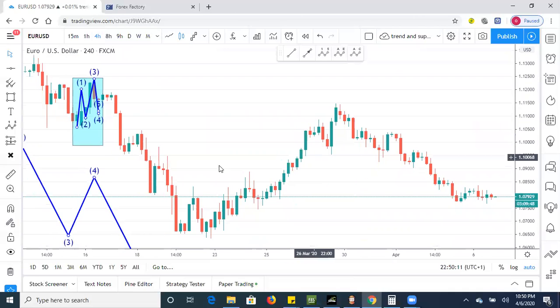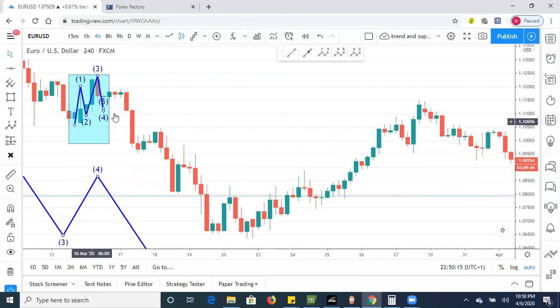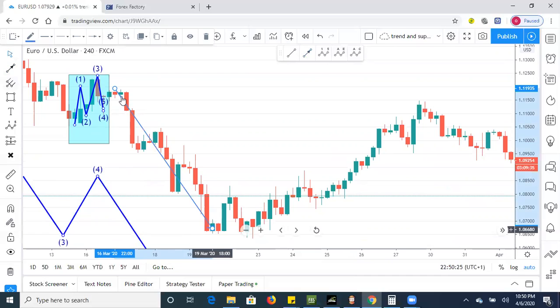So see that move on the 15 minutes right there. See that move on the 15 minutes. But notice how fast all that move got eclipsed to the downside. This is what you want to be catching, the big move and not the correction.